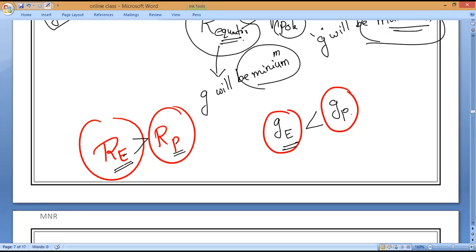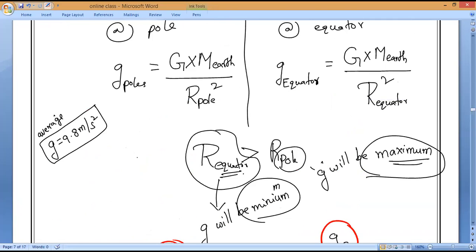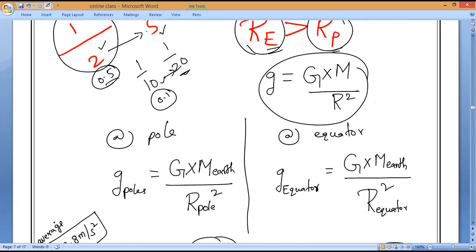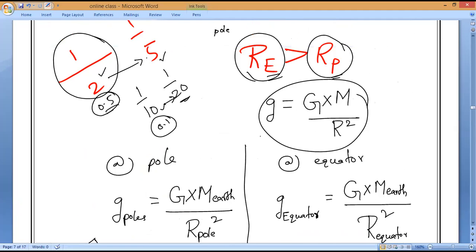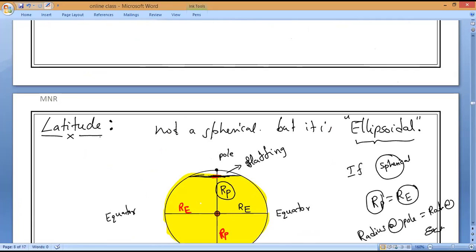You cannot remember the two lines. That is what I have said this much time. Around 30 minutes I am saying the same thing. Radius at poles is minimum so that G value is maximum. Radius at equator is maximum, so that G value is minimum. That's all you have to remember. So that is the third factor, latitude. Very, very important. That is what I am saying. Right?